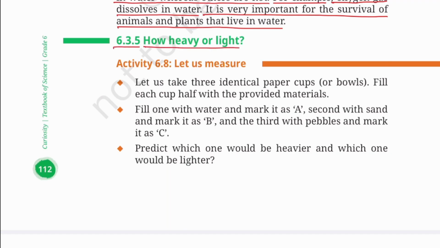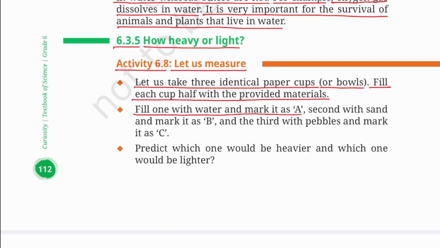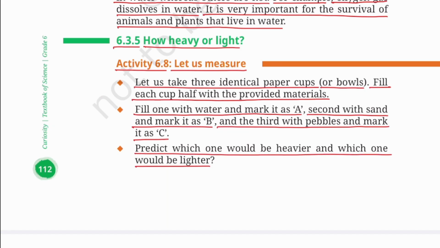6.3.5 How heavy or light? Activity 6.8: Let us measure. Let us take three identical paper cups or bowls. Fill each cup half with the provided materials. Fill one with water and mark it as A, the second with sand and mark it as B, and the third with pebbles and mark it as C. Predict which one would be heavier and which one would be lighter.